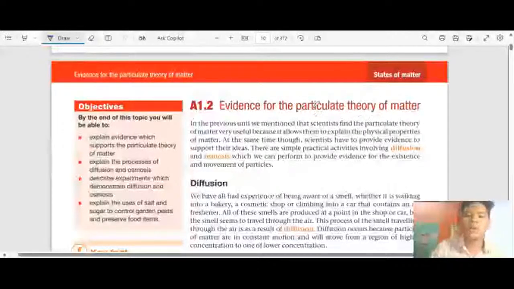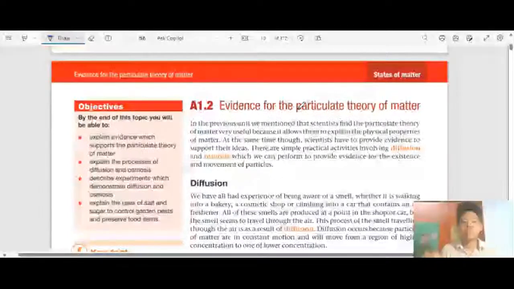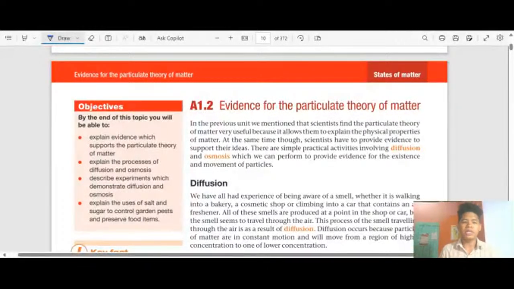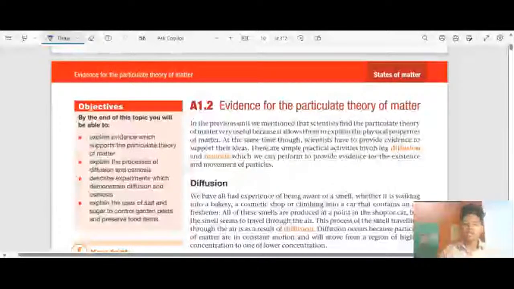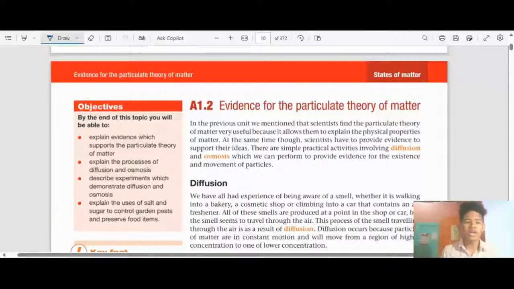All right, evidence for the particulate theory of matter. In the previous unit, we mentioned that scientists find the particulate theory of matter very useful because it allows them to explain the physical properties of matter. At the same time, those scientists have to provide evidence to support their ideas. There are simple practical activities involving diffusion and osmosis, which we can perform to provide evidence for the existence and movement of particles.